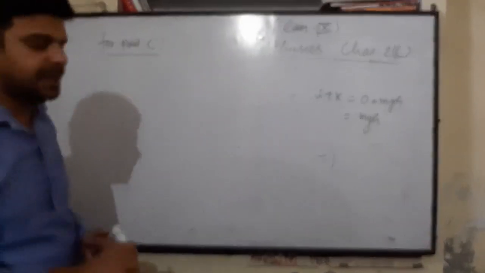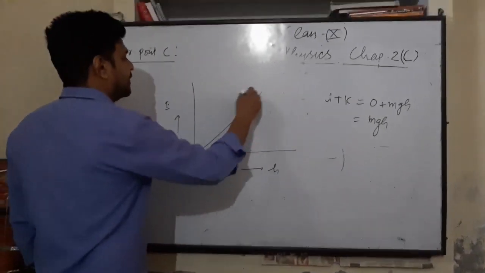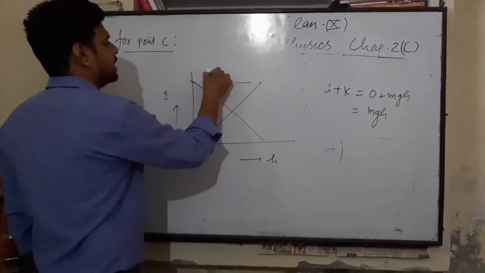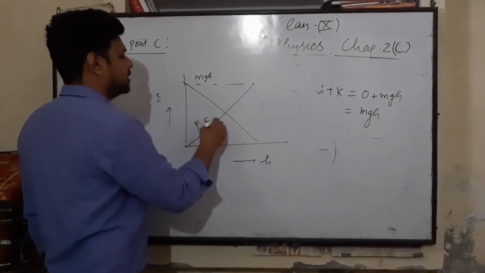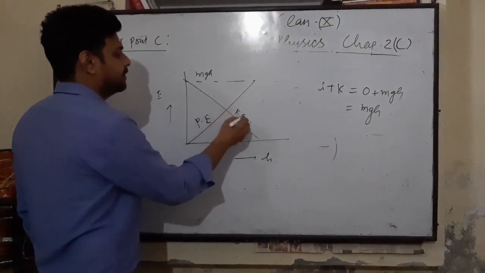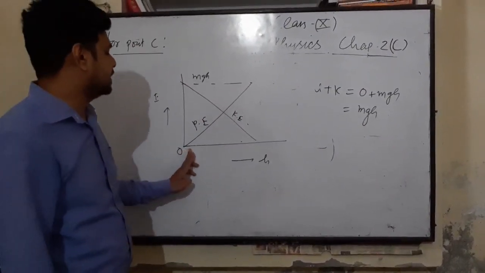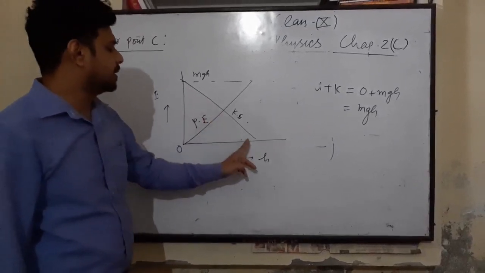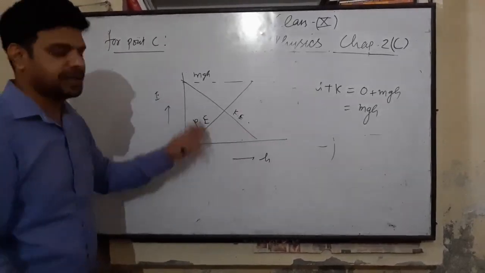Now we have a graph for motion under gravity. This is height above the ground and this is energy. We have a graph like this. This line shows total energy mgh, this line is potential energy, and this line is kinetic energy. This is height above the ground. As height increases, the kinetic energy decreases and potential energy increases. So this is a very important graph.